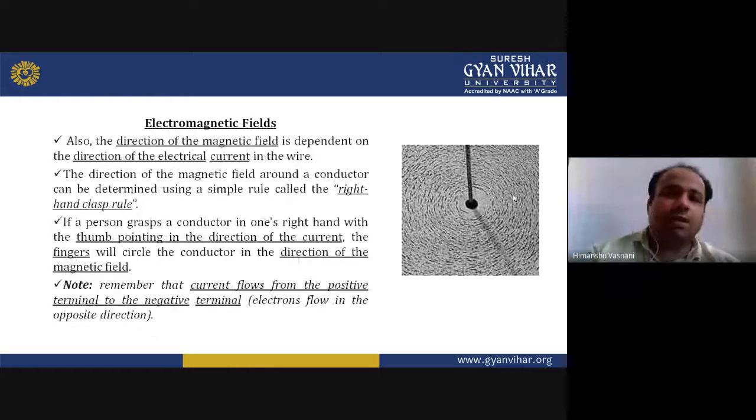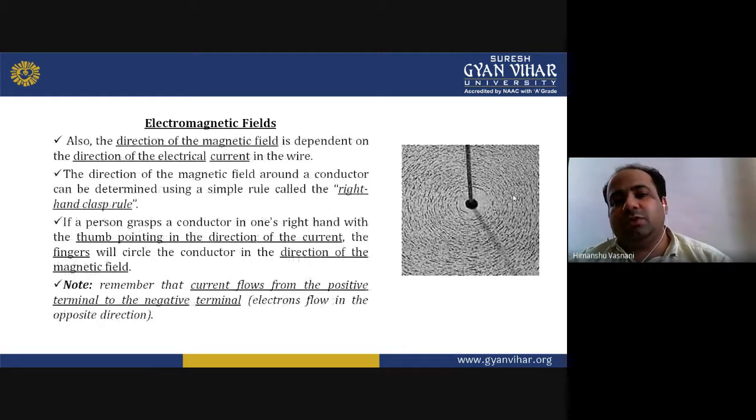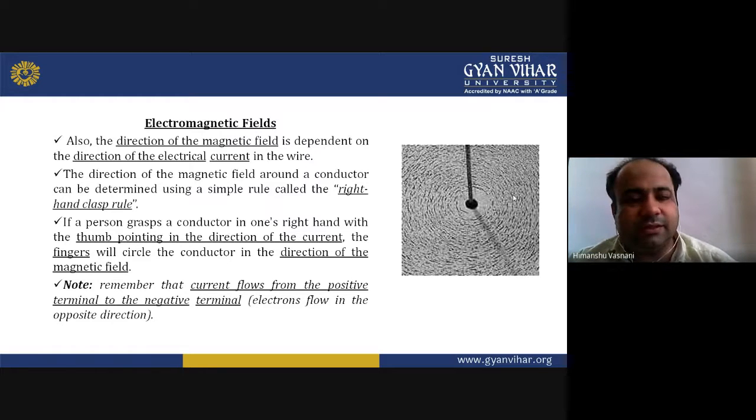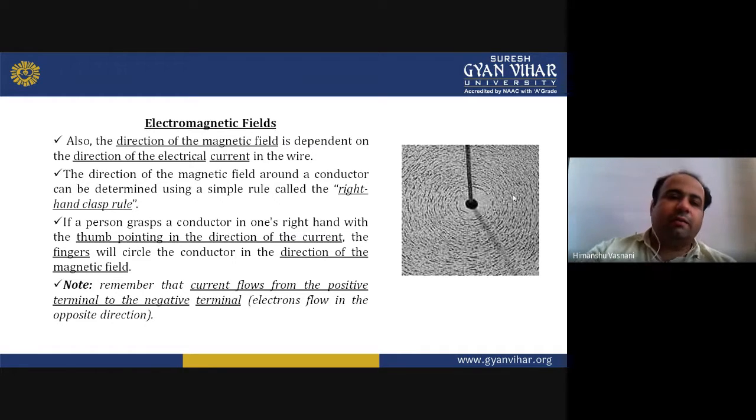Also, the direction of the magnetic field is dependent on the direction of the electric current in the wire. The direction of the magnetic field around a conductor can be determined using a simple rule called the right hand clasp rule. The right hand clasp rule.